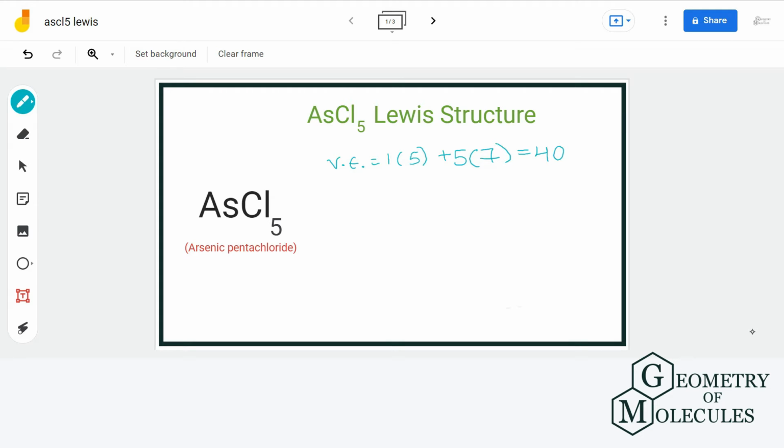Let us see the arrangement of atoms. For that, we will place arsenic in the center and arrange chlorine atoms around it somewhat like this. And then, to show bond between these atoms, we will place a pair of electrons in between each atom. Now, as you can see, each chlorine atom here needs 6 more electrons for a complete octet. So, let us go ahead and assign 6 electrons to each chlorine atom.